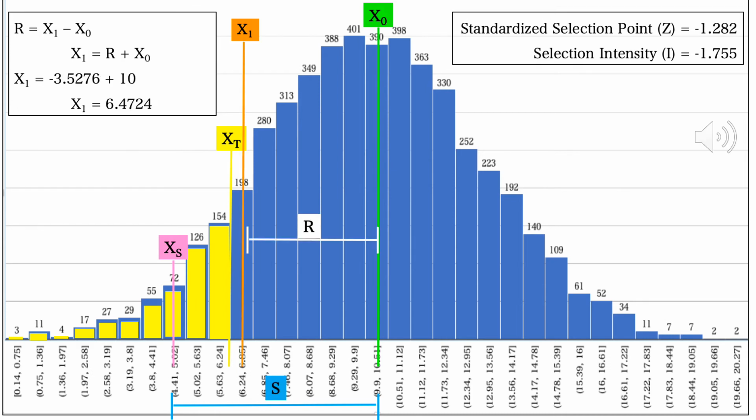The last thing we want to find is the mean of the offspring population, by adding the response to selection and the mean of the original population. The mean of the offspring population is 6.4724.